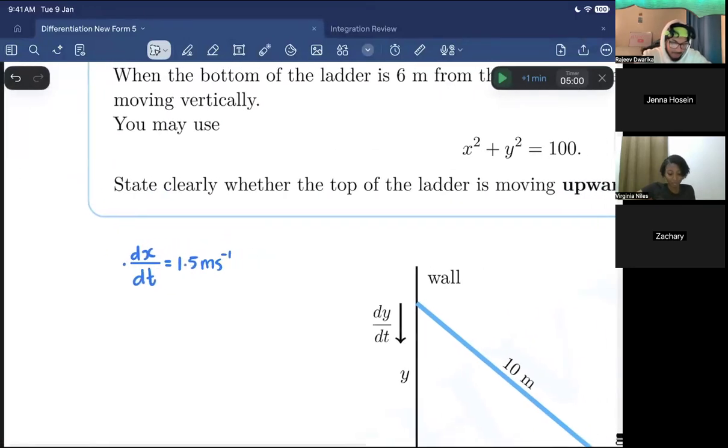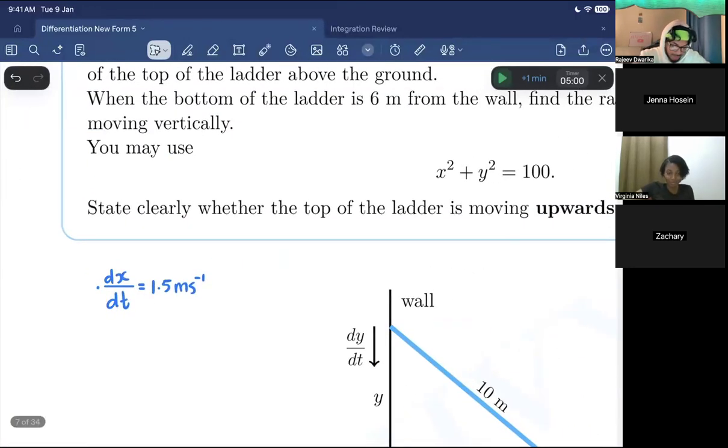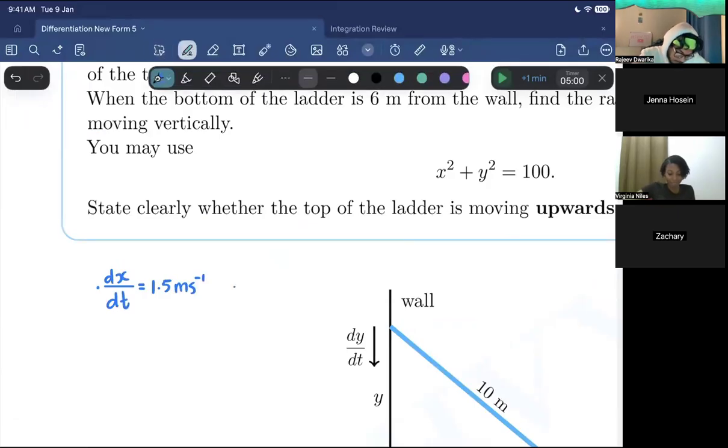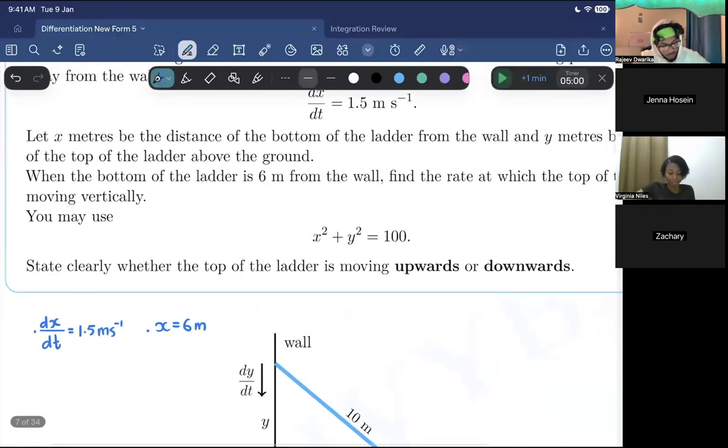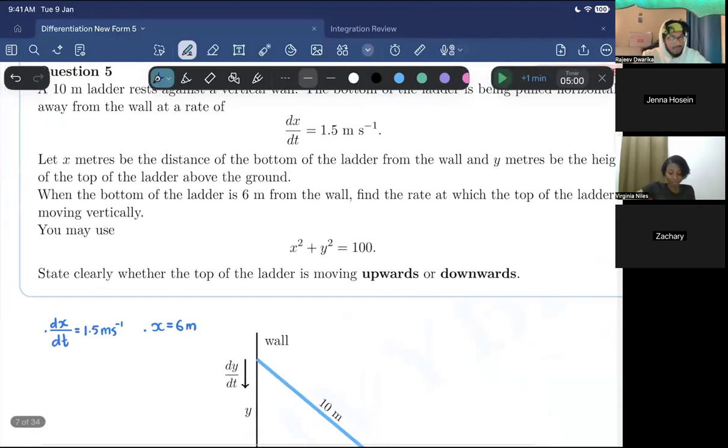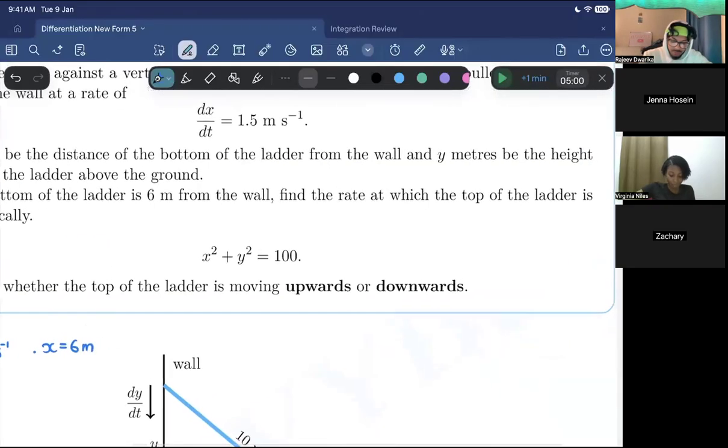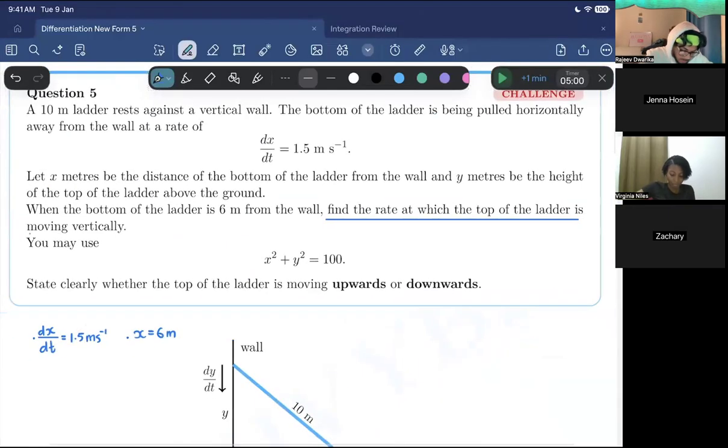So Zachary, they told us dx dt was that, and they told us that x was equal to what? 6 meters. Right, and what do they want me to find again? What was the question? dy dx. You sure? Read this for me. Find the rate at which the top of the ladder is moving vertically.